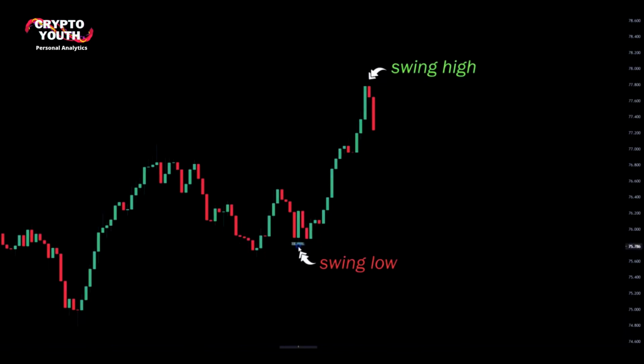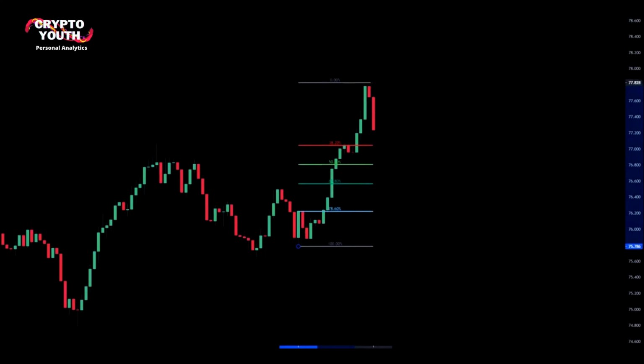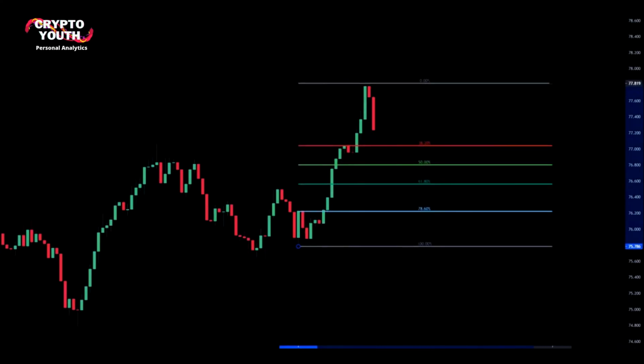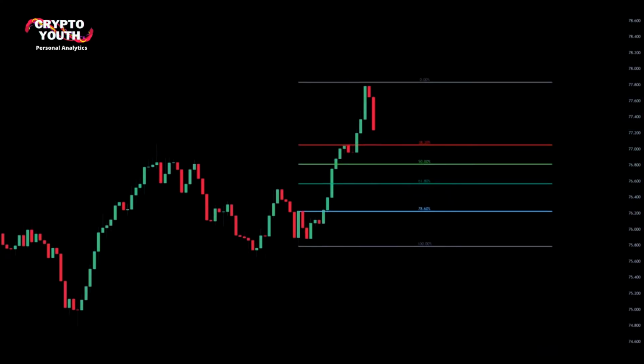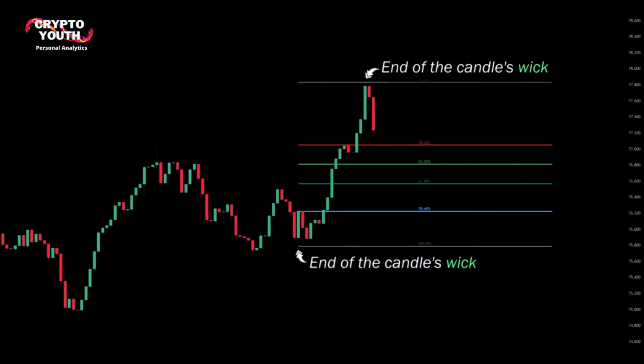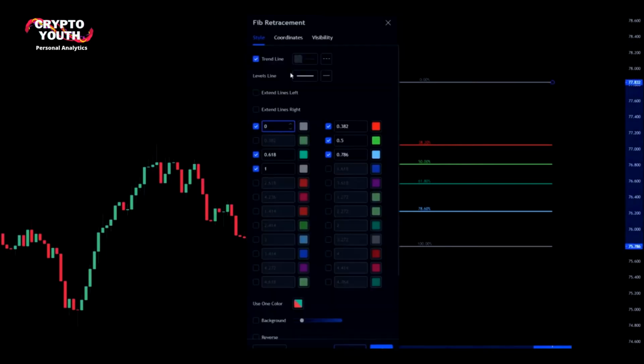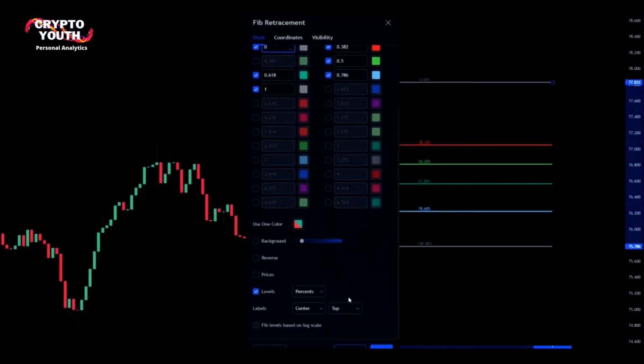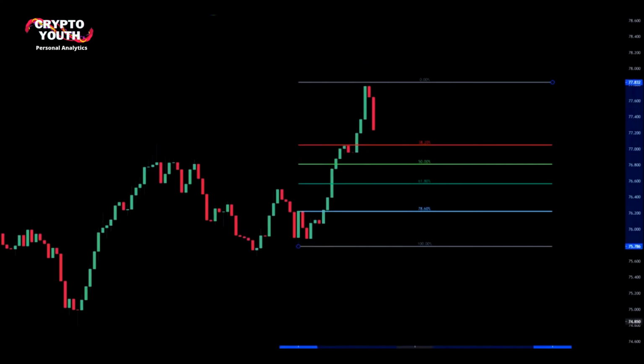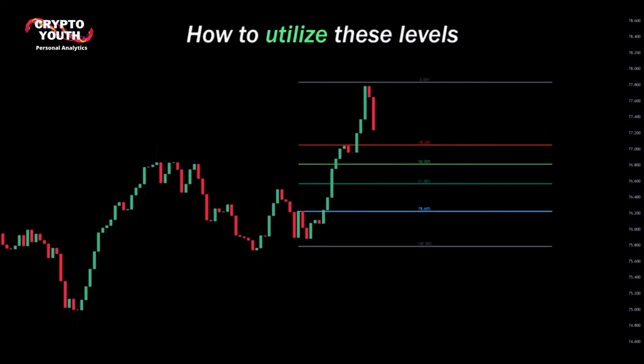Now, once you've identified the swing high and the swing low, the next step is drawing the Fibonacci tool by connecting the swing low to the swing high and then dragging it to the right to extend the levels. Now notice that I'm connecting them at the end of the candle's wick, and as you can see, we now have the Fibonacci levels in place. And again, I advise you to follow the custom settings that I have so that it'll be easier for you to follow along. So now, I'm going to show you how to utilize these levels.